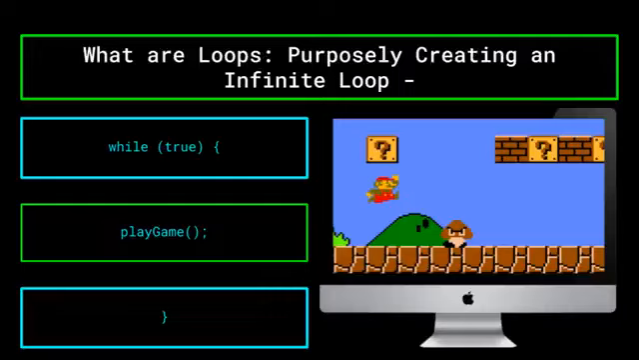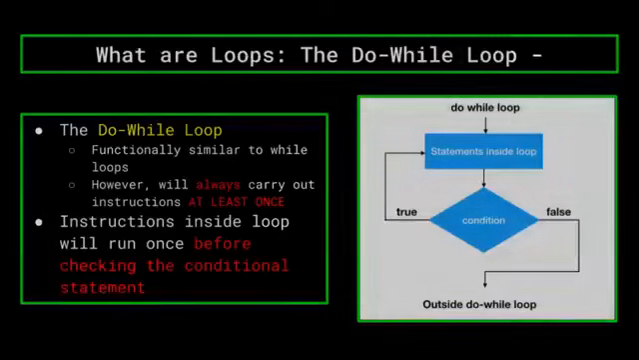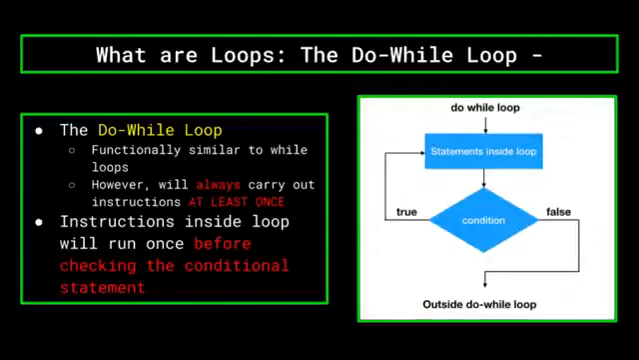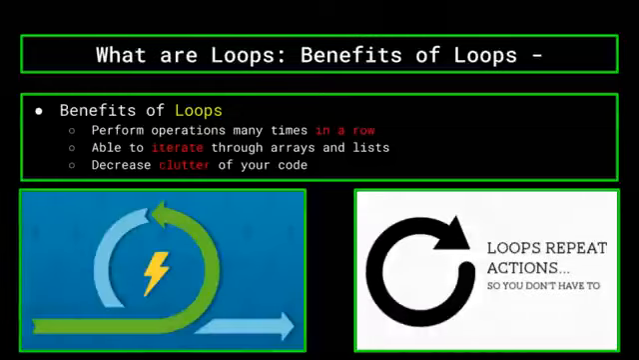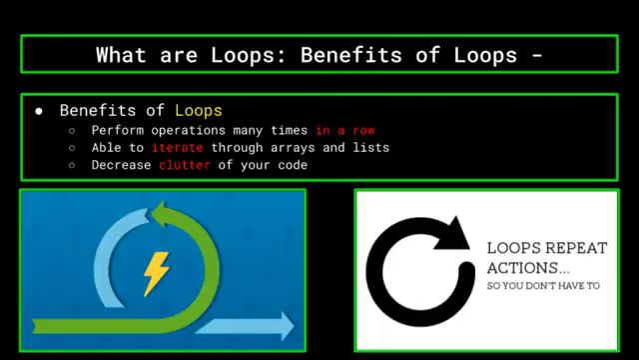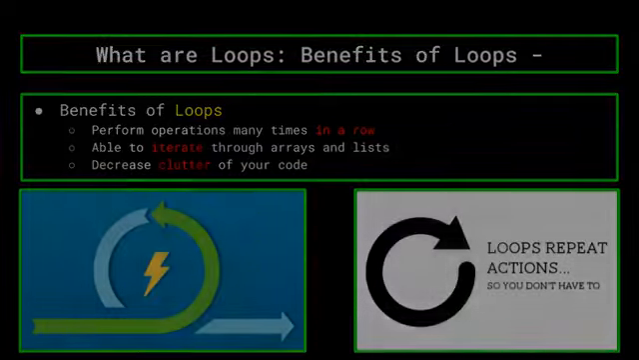Finally, I'd quickly like to cover the extension of a while loop, the do while loop. Do while loops are very similar to while loops, except they will carry out their instructions at least once, even if the condition is false, and then will carry on like a basic while loop. Essentially, the conditions inside of the loop will run at least once, and then if the condition is still met, they will run again and function as a normal while loop would. As you can see, loops in their many varieties have some extremely useful functions. Using them, you are able to perform an operation many times in a row, you can iterate through arrays and lists, and overall decrease the clutter of your code.